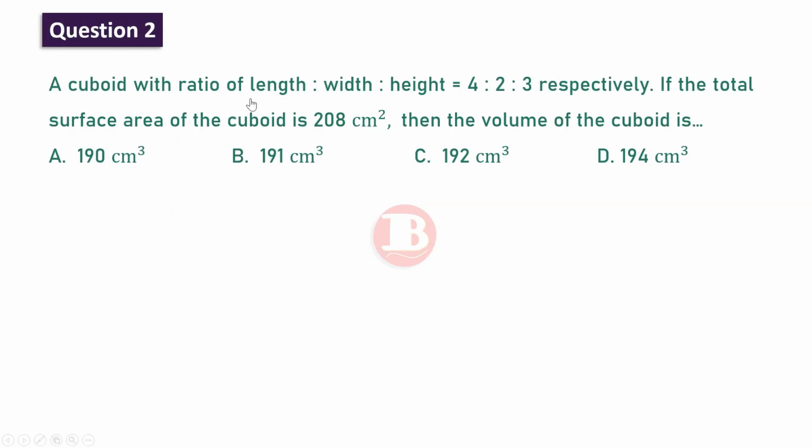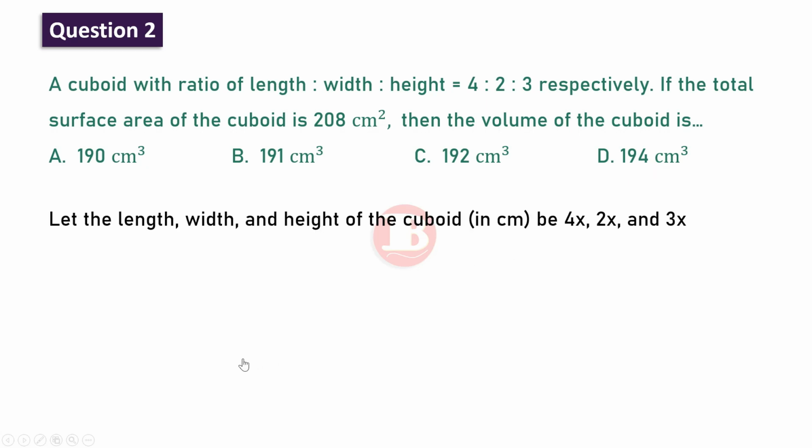A cuboid has a ratio of length, width, and height equal to 4, 2, and 3, respectively. If the total surface area of the cuboid is 208 cm squared, then the volume of the cuboid is A. 190 cubic centimeter, B. 191 cubic centimeter, C. 192 cubic centimeter, or D. 194 cubic centimeter. Let the length, width, and height of the cuboid, in centimeter, be 4x, 2x, and 3x.